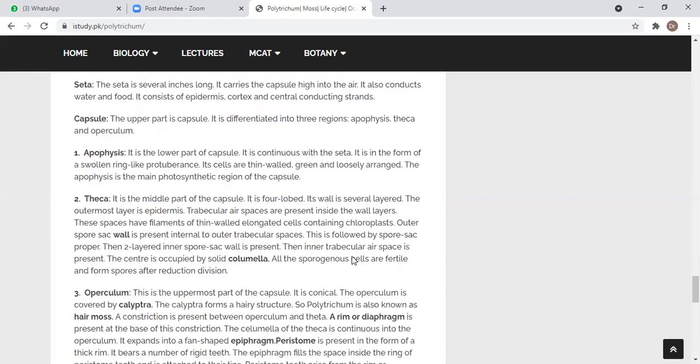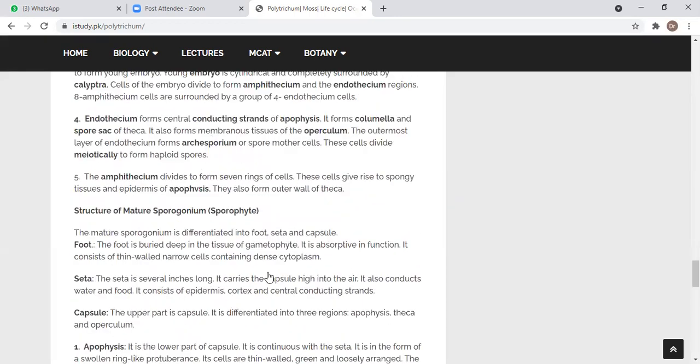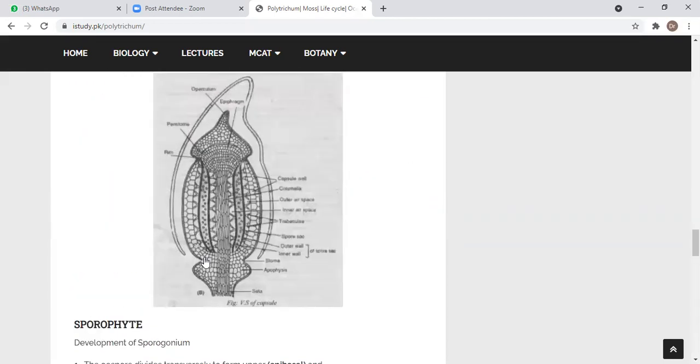I'll show you here the structure of the capsule. So this is a capsule. From here to here, this is the basal apophysis region, which is present just above the seta to which it is attached. This is the basal apophysis. This is the central complete theca region, and this is the operculum or the lid.